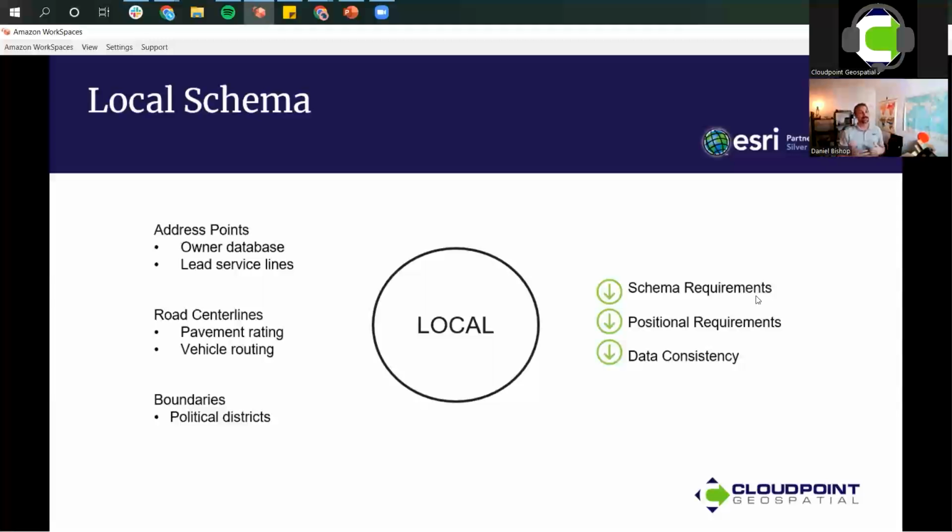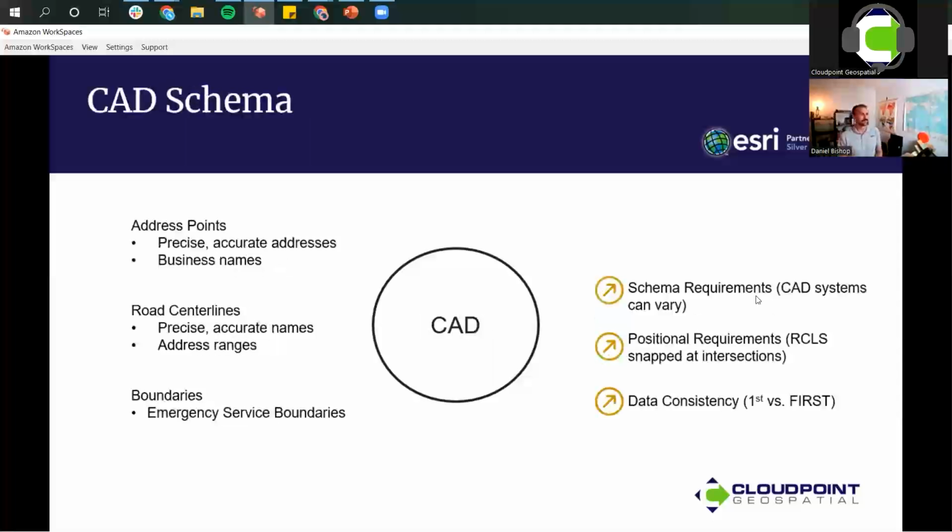Schema requirements, there really are none. Positional requirements, again, there are none, because this is dependent on the needs of the locality. And data consistency, unfortunately, is usually pretty low, unless there is some standard and best practices held within the department itself to keep data as accurate as possible.